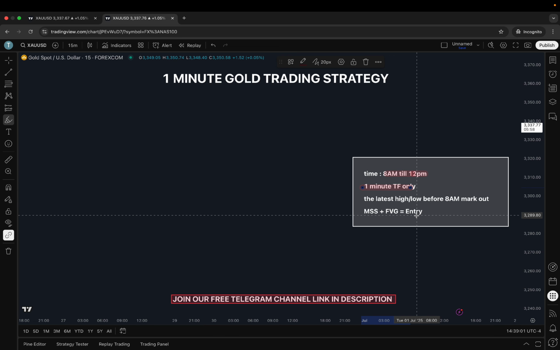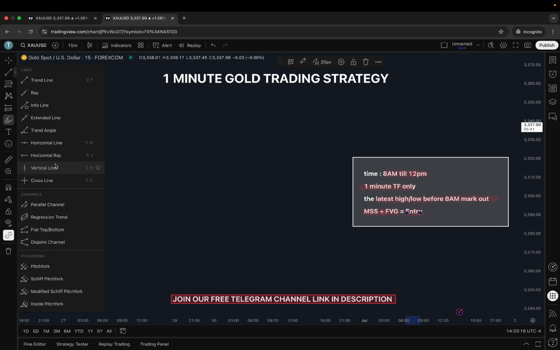The way we're going to trade the strategy is we're going to mark out the latest high and low before the 8 a.m. open, and then the entry is obviously based off your market structure shift, fair value gap entry. And you don't always need to enter off a fair value gap, you can also enter off an order block. So let's get started.